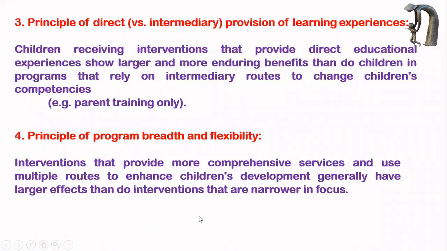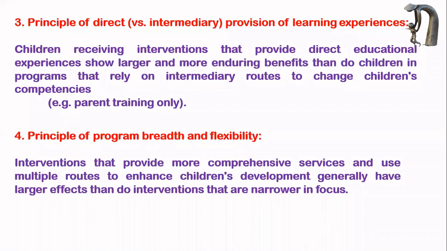Okay, so an intervention that provides more comprehensive services, to which you can apply Bloom's taxonomy. That means a bunch of knowledge. That means the applying level: whether my child is at the applying level, understanding level, creating level, or evaluating level. So that multiple routes enhance the child's development, rather than just selecting particular skills for the child.